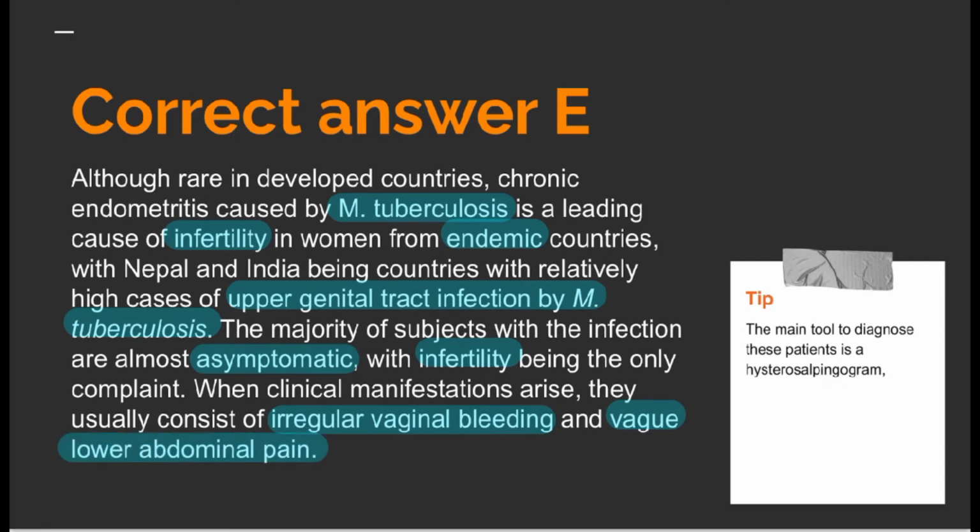The main tool to diagnose these patients is a hysterosalpingogram, which can show typical findings of tuberculous endometritis, such as sinus formation, rigid pipestem patterning, beading, and sacculation. The treatment for this condition consists of anti-tuberculous therapy for 9 to 12 months. If not resolved, a more radical procedure, such as total abdominal hysterectomy and bilateral salpingo-oophorectomy, provides definitive treatment. It is important to institute early aggressive medical therapy for those women who wish to attempt a future pregnancy.